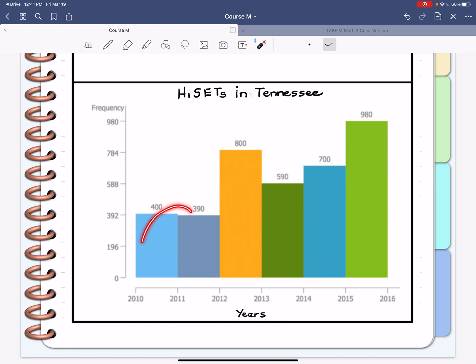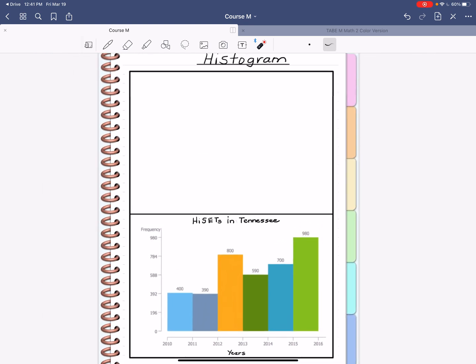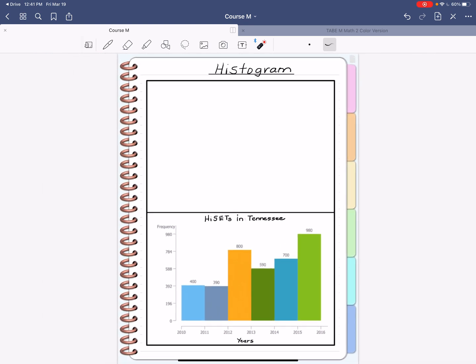Notice that these bars are touching. That is a clue, a sign that you're looking at a histogram. Bar graphs, the bars do not touch. Bar graphs are slightly different. So what I want us to do to start with is to make a frequency table to match this histogram.